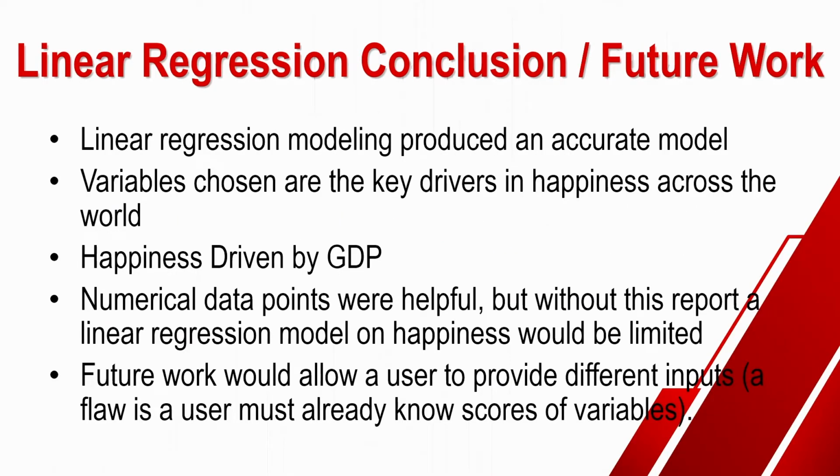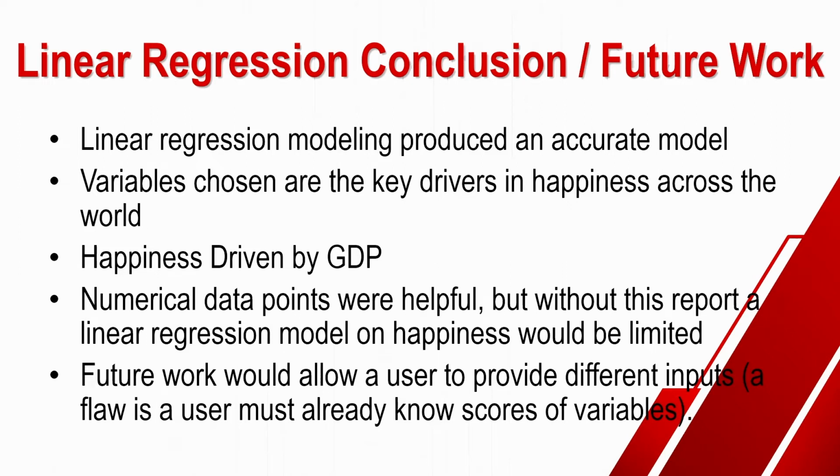So in conclusion, the linear regression model produced an accurate model. The variables that were chosen were in fact key drivers, and really are the drivers for happiness across the world. Overall, GDP was the largest driver. We're able to predict this using linear regression so easily because there were no non-numerical data points. However, the way this report was put together put things like social support into a numeric value. In most cases, it wouldn't be so easy, so we are relying heavily on the way this report is collected and the calculations up front.